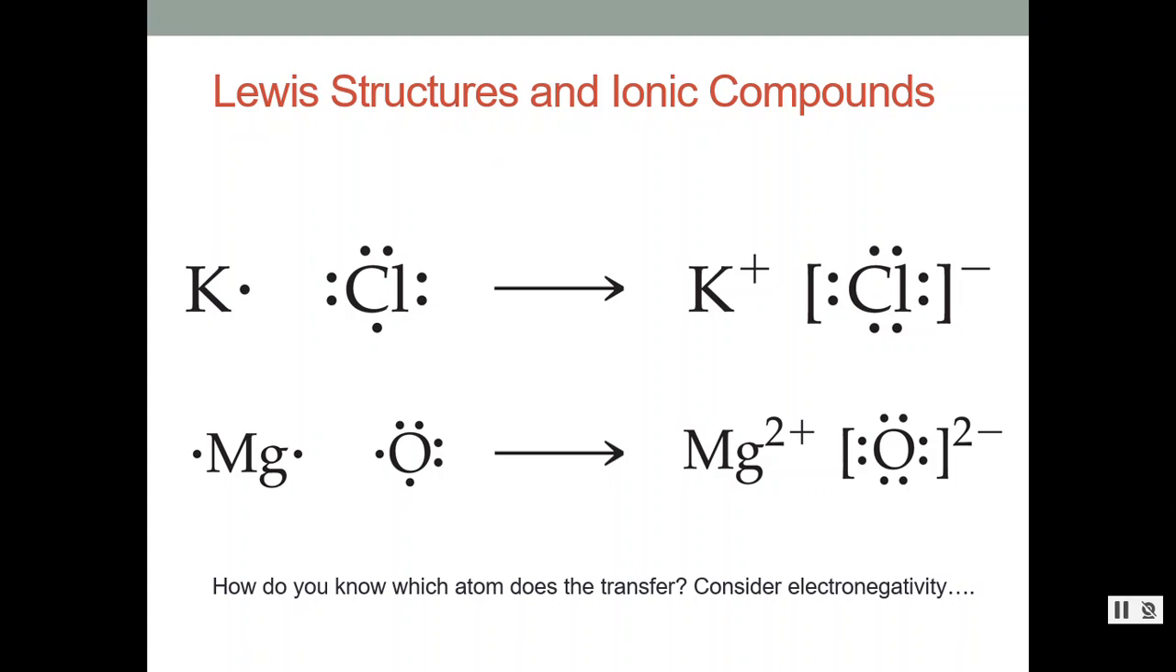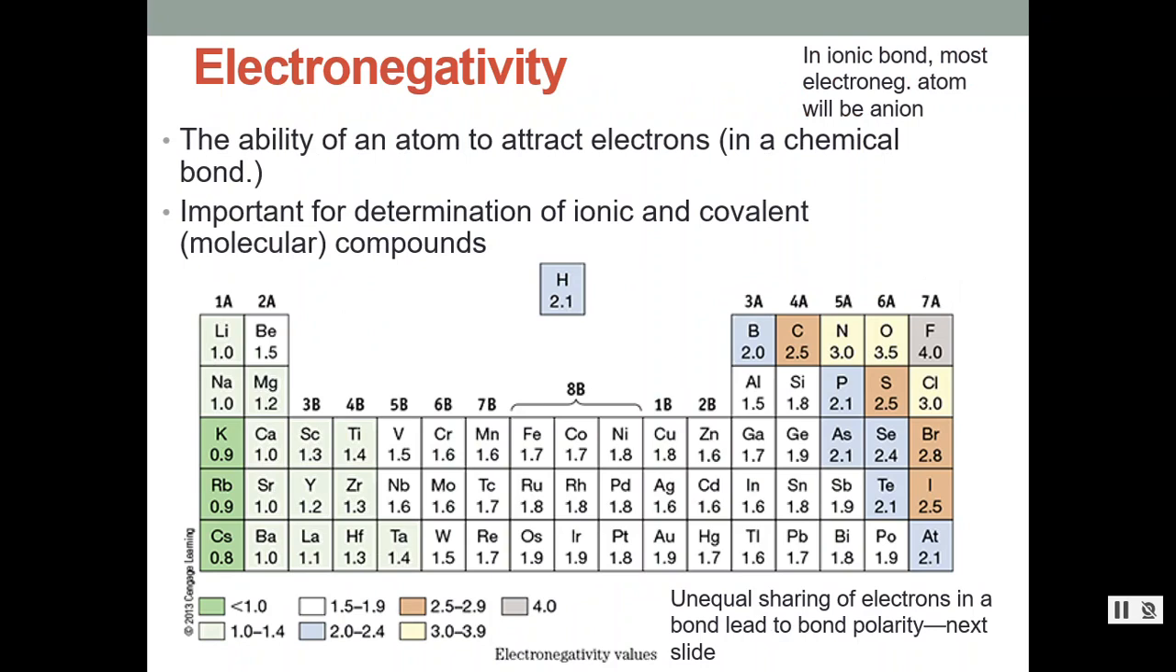So the next question is, well, that's great, but aside from me telling you, how did I know that potassium was going to donate that electron to chlorine, instead of the other way around? So how do you know which atom does the transfer? To determine that, we need to introduce this concept called electronegativity. That will be the focus of our next video.